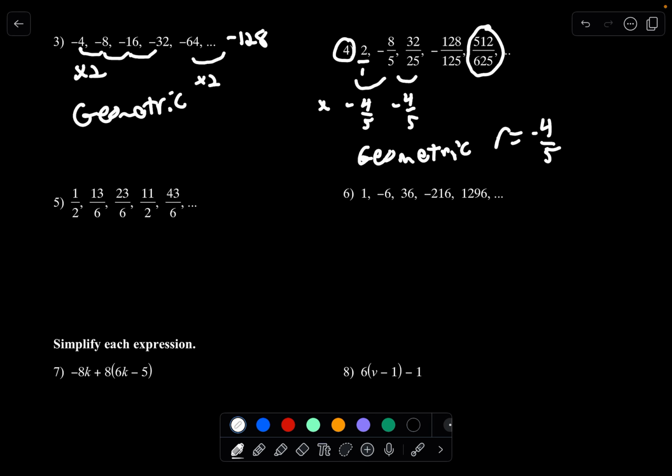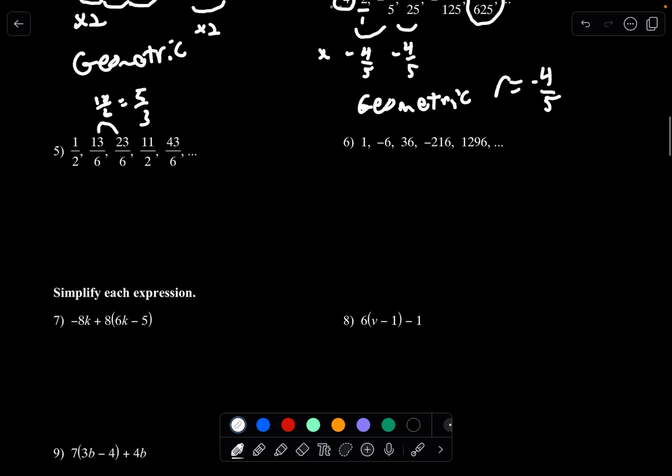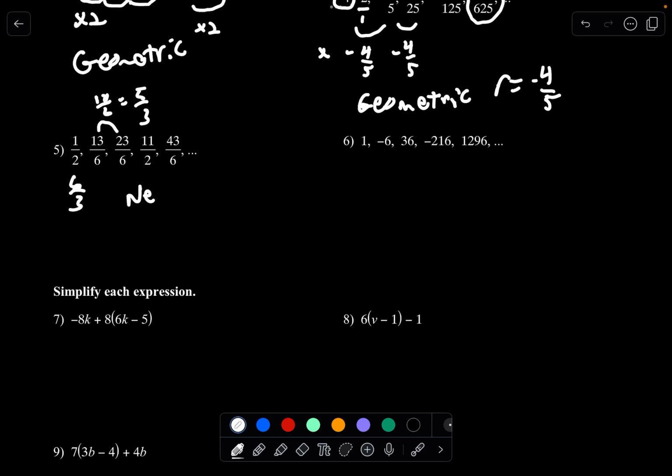5 1/2 to 13/6 to 23/6. Well, right here, we are adding 10/6, which is 5/3. So I'm wondering if we write 1/2 as 6/3, and then 5/3 plus 6/3 is 11/3. No, it's not. I'm going to say this is neither. This is just not pleasant. And again, you don't have to stress too much about this.